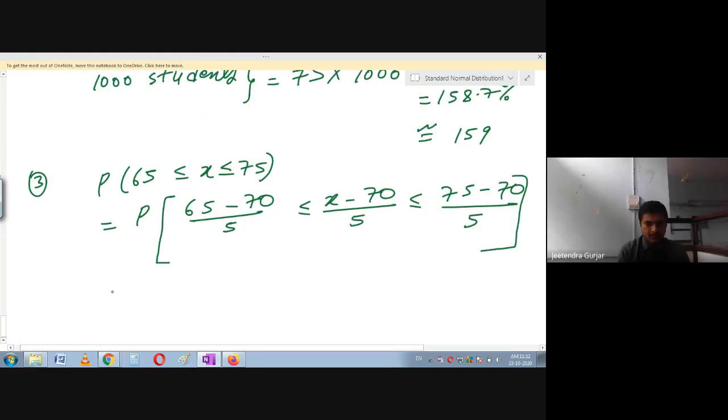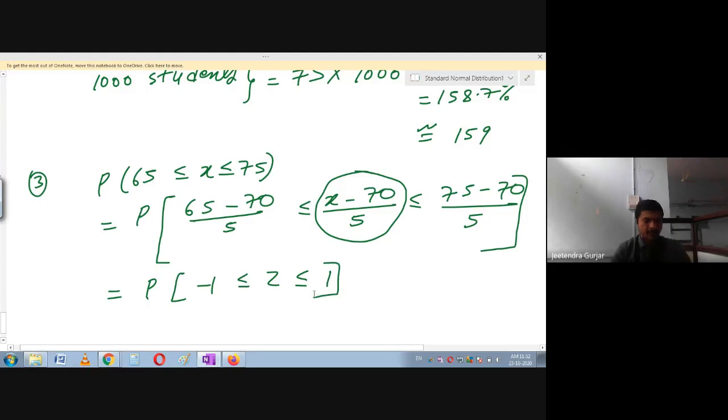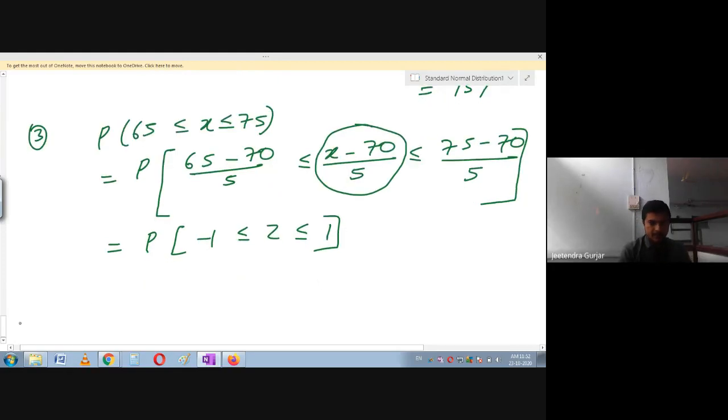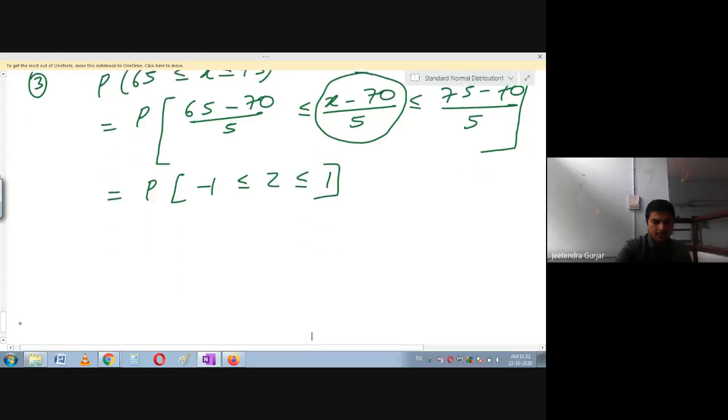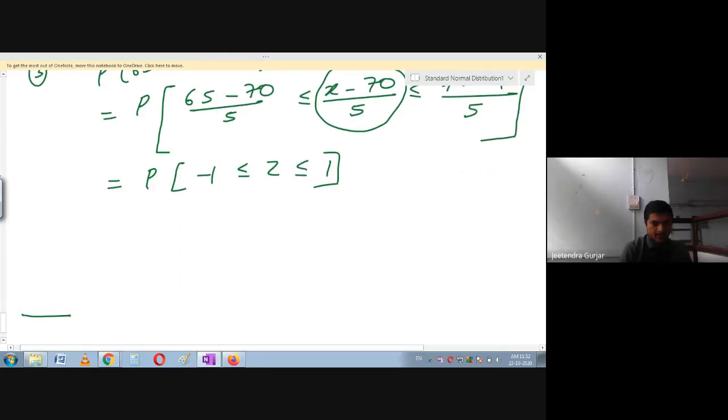Now simplify this, students. It is P of 65 minus 70 divided by 5, how much is it? Yes, Abhishek, 65 minus 70 is minus 5, divided by 5 is minus 1. Very good. This is Z less than or equal to 75 minus 70 divided by 5, which is 1. Meaning, where is our area? You just please calculate now from the normal distribution. I will draw this bell-shaped curve. Please see that in the exam also you have to draw this normal distribution curve. It's very, very important.